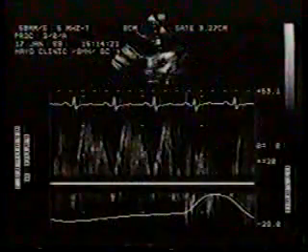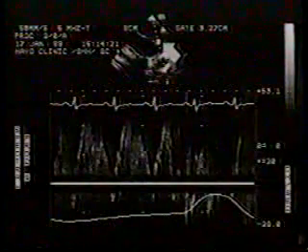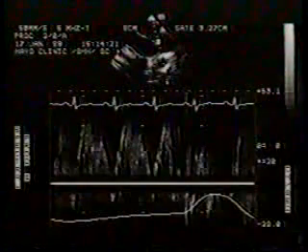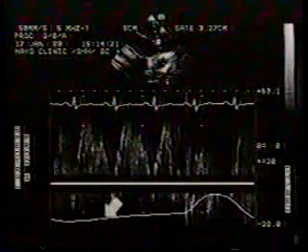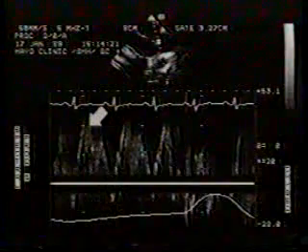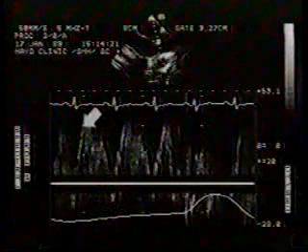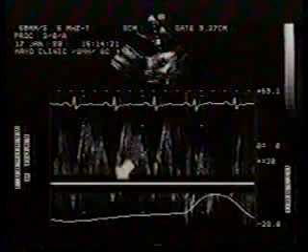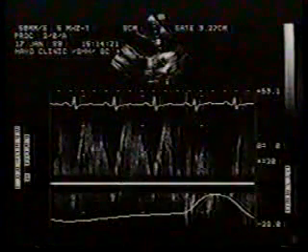This is the left atrial appendage of the same patient as viewed from the esophagus, and this is the left upper pulmonary vein. The pulse sample volume is in the pulmonary vein, and flow from the vein is toward the transducer. With apnea, we see a normal pulmonary venous Doppler pattern. Systolic velocity is slightly greater than diastolic, and there is a small atrial reversal.